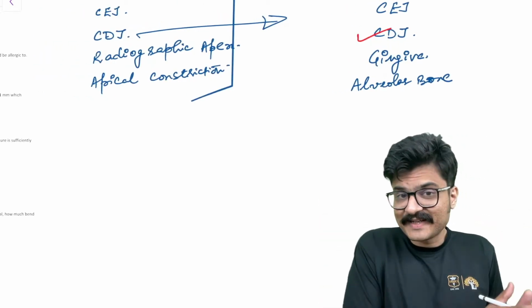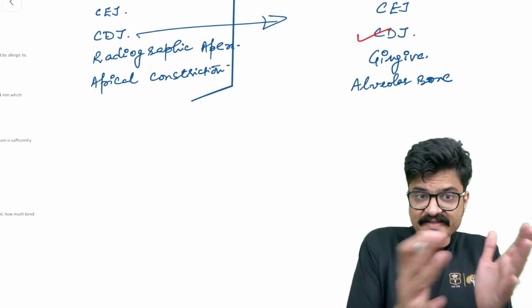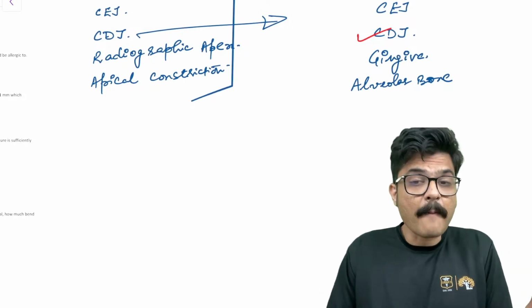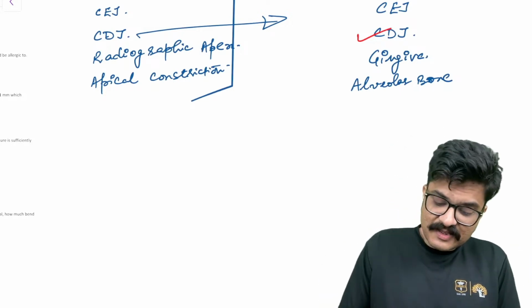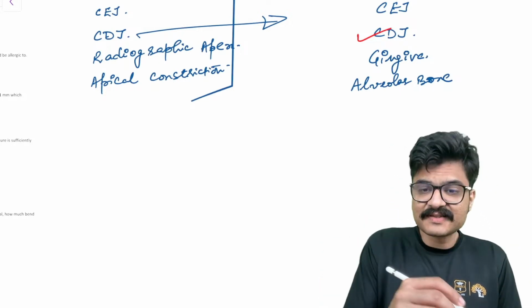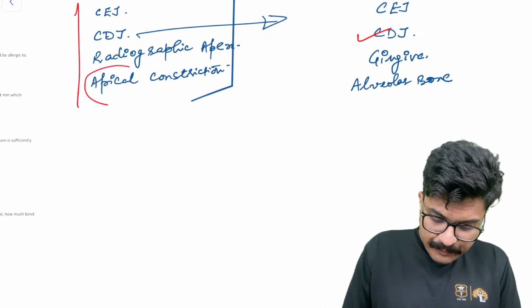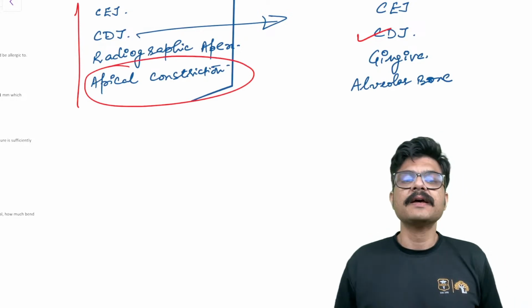All right, the same question, the best landmark for deciding your working length, if the options were on the left hand side, right? CEJ, CDJ, radiographic apex, apical constriction. Where would you stop? Now in this, the best answer amongst the options here is your apical constriction, guys. Now I'll tell you why.